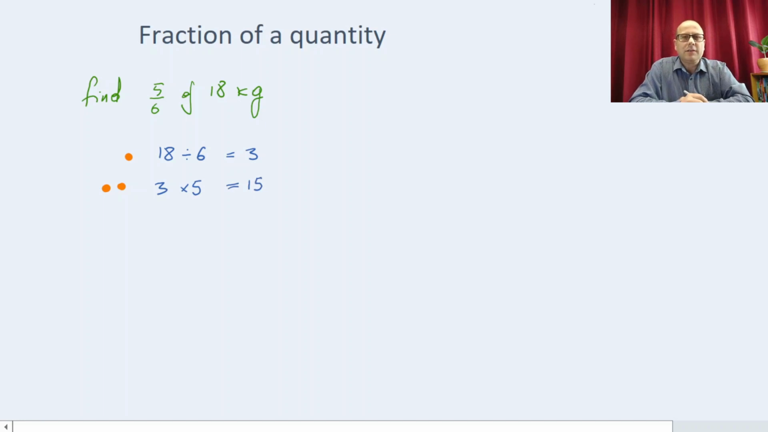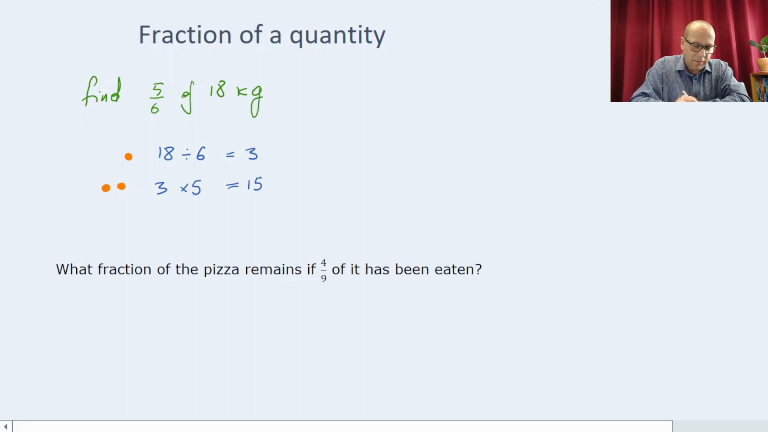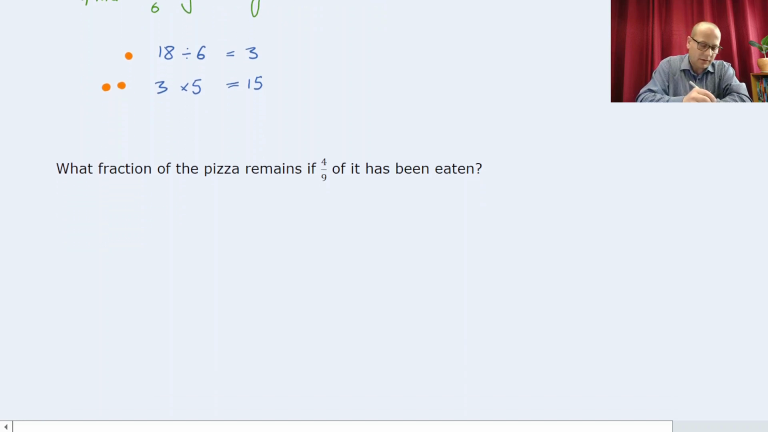You probably will notice the rule by now. So to find the fraction of a quantity, I divide by the denominator and multiply by the numerator. In simple terms, that means divide by the bottom, multiply by the top. And I'm sure you have heard that before. What fraction of the pizza remains if 4 over 9 has been eaten? The whole pizza is like 1 minus 4 over 9. Of course, 1 in this case is like 9 over 9. Take away 4 over 9, and that's just 5 over 9.